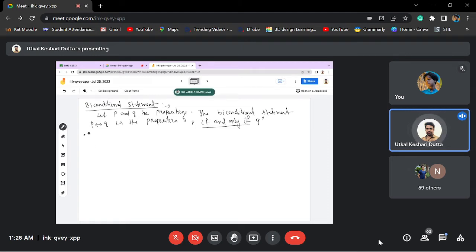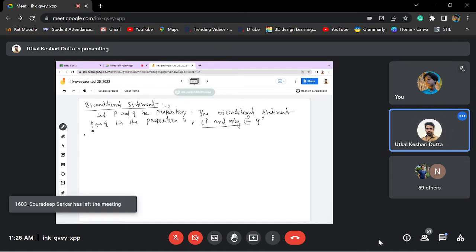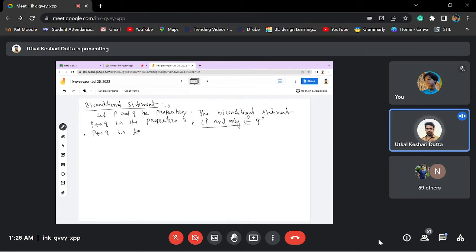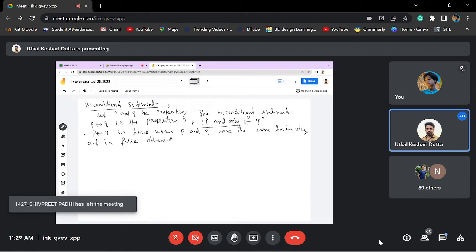What is the rule of the biconditional connective? P biconditional Q will be true when P and Q have the same truth value. And it will be false for all other cases. Like this, see.